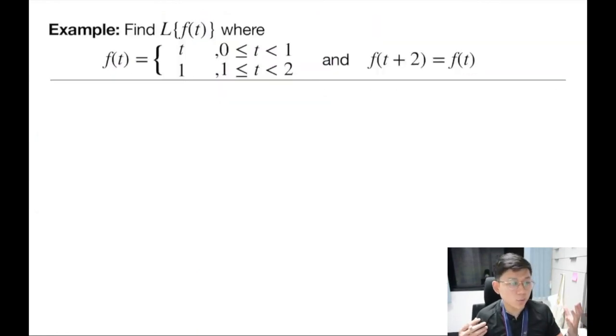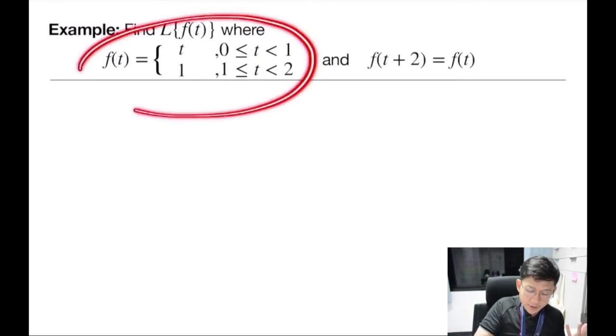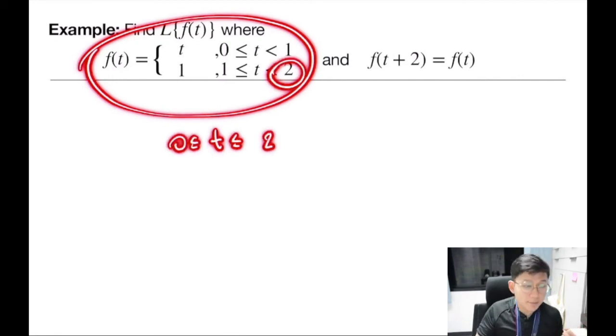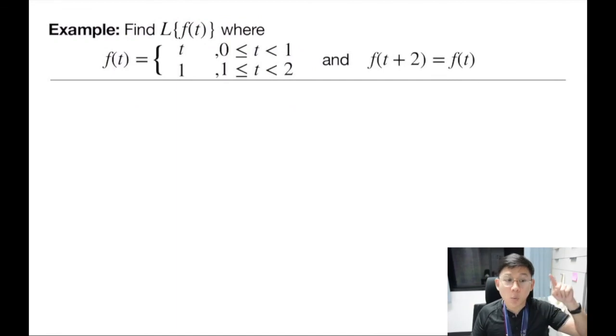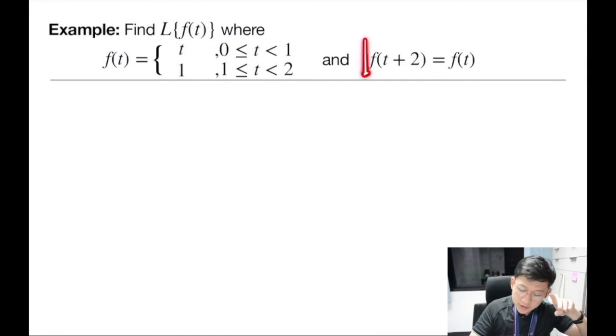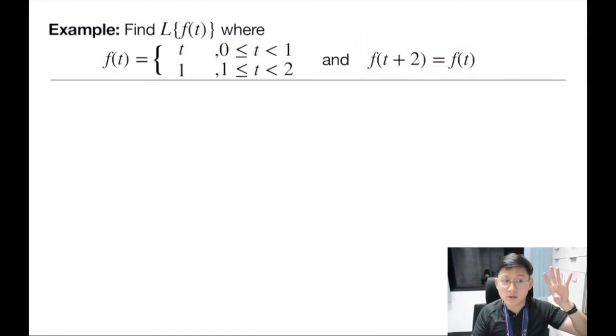For this one, we are asked to find the Laplace transform of f(t), where f(t) is t when t is less than 1, and 1 when t is bigger than 1 but less than 2. Here f(t) is defined from 0 to 2. But when t is bigger than 2, it is repeated, which means that it's a periodic function.